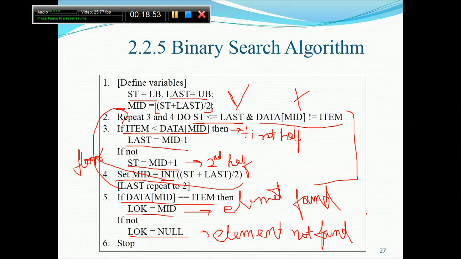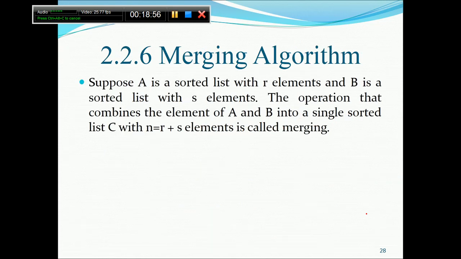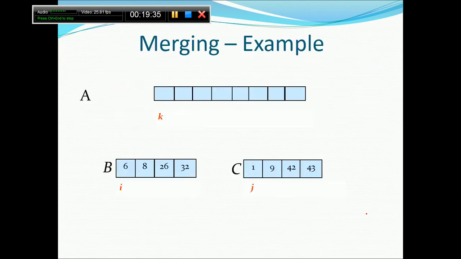Okay, we'll go to the merging algorithm. The merging algorithm works in this manner: I have two smaller sorted arrays, A and B, and I want to combine the elements of A and B into a larger sorted array called C. Suppose A is a sorted array with R elements and B is a sorted array with S elements. The operation that combines A and B into a single sorted list C with n equal to R plus S elements is called merging. We'll take an example first and then go to the algorithm.